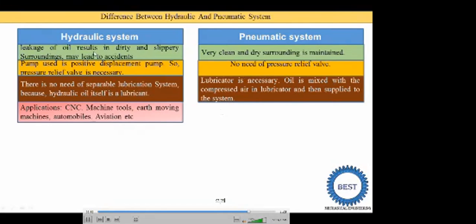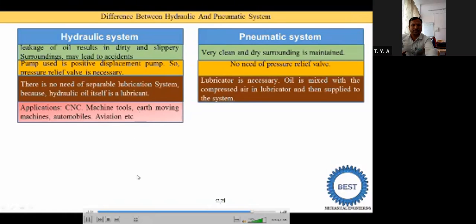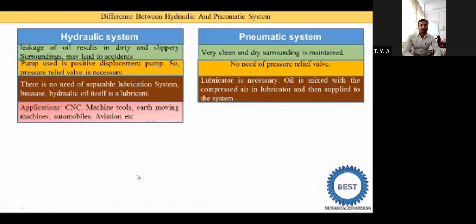And the last point is applications. Hydraulic systems are generally used in a number of CNC machines. Earth moving machines, such as hydraulic cranes and the JCB. In hydraulic cranes, they are used to lift heavy weights. You have already seen a hydraulic crane. They are used for lifting materials in industries as well as in different industries.